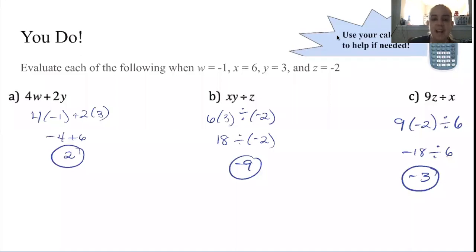All right, and just like that, we have our solutions to the YouTube problems. For letter A, 4 times you want to substitute the -1 for W plus 2 times that 3. So I've got -4 plus 6 is 2. For letter B, substitute the 6 for X and the 3 for Y. Our Z is -2, so 6 times 3 is 18, divided by -2 is -9. For letter C, substitute a -2 for Z and a 6 for X. 9 times -2 is -18, divided by 6 is -3.